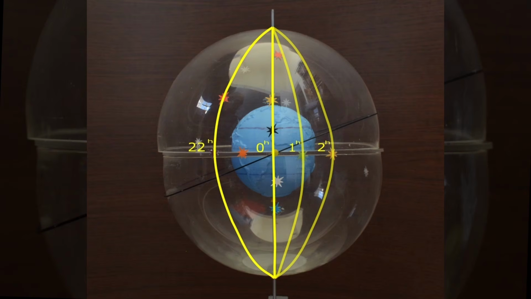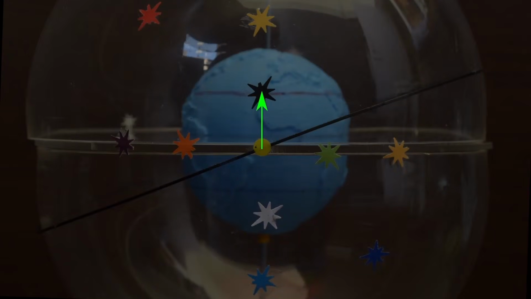How about black star? It is directly above the origin. It is on the 0 hour circle. Its right ascension is 0 hour. Its angular separation from the celestial equator is 15 degrees towards the celestial north pole. Its declination value will be plus 15 degrees. And this position can be represented as 0 hour and plus 15 degrees.